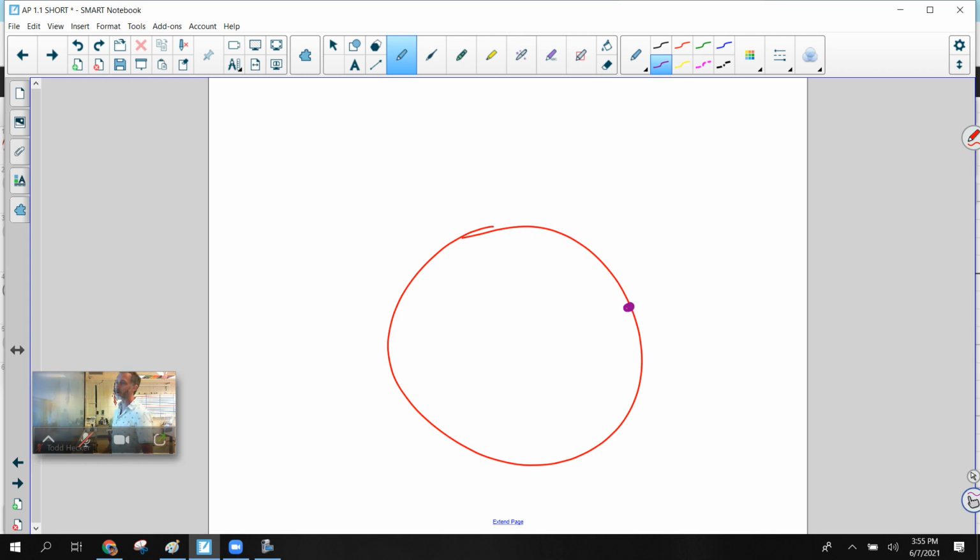There's a point on my circle. A tangent line is a line that touches the circle at exactly one point. And there is only one such line, and it looks like this. And if you rotate that line in any way, shape, or form, it's going to hit the circle at more than one point. Okay? So that's what a tangent line is. It hits the shape at exactly one point.